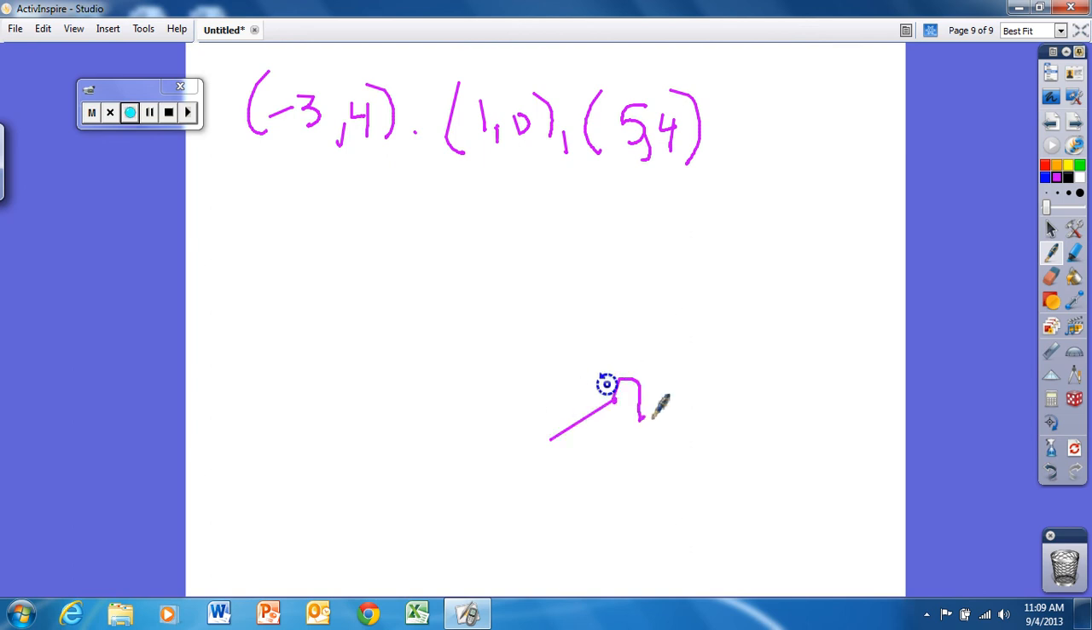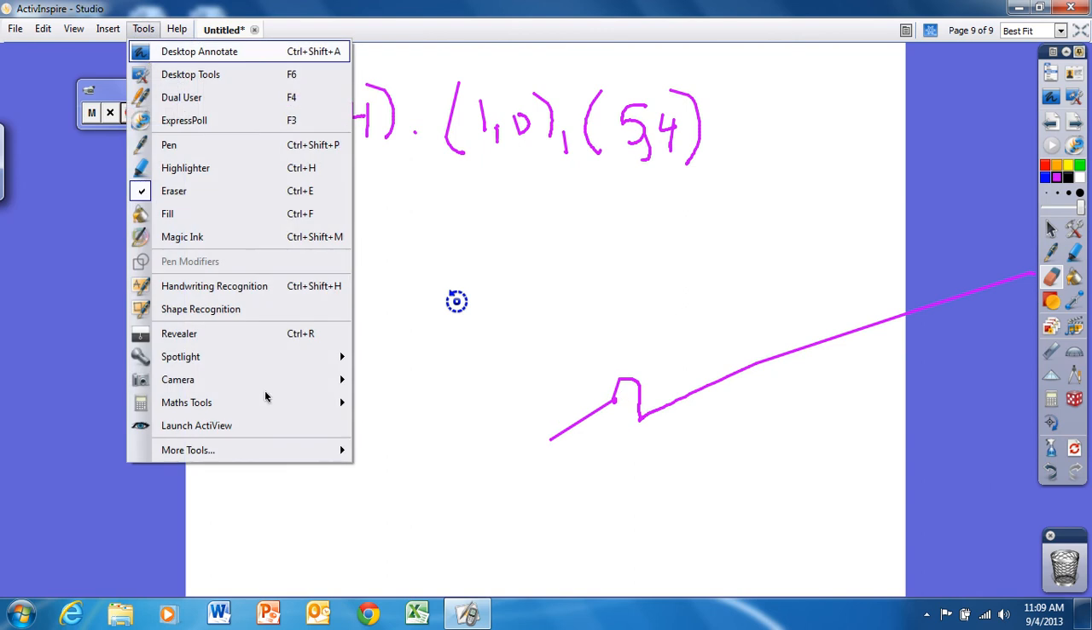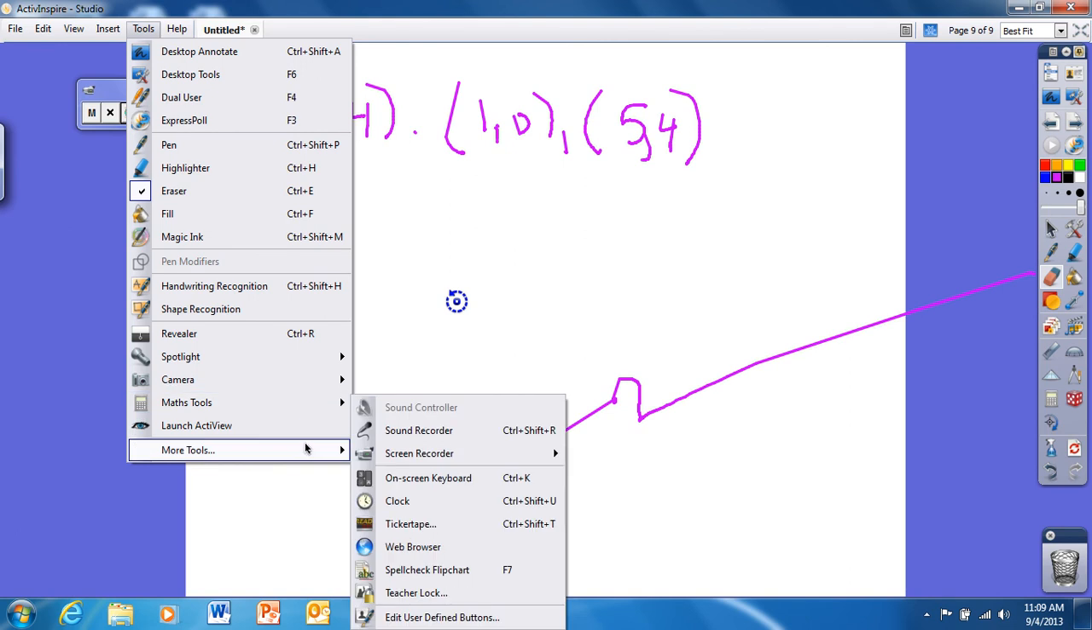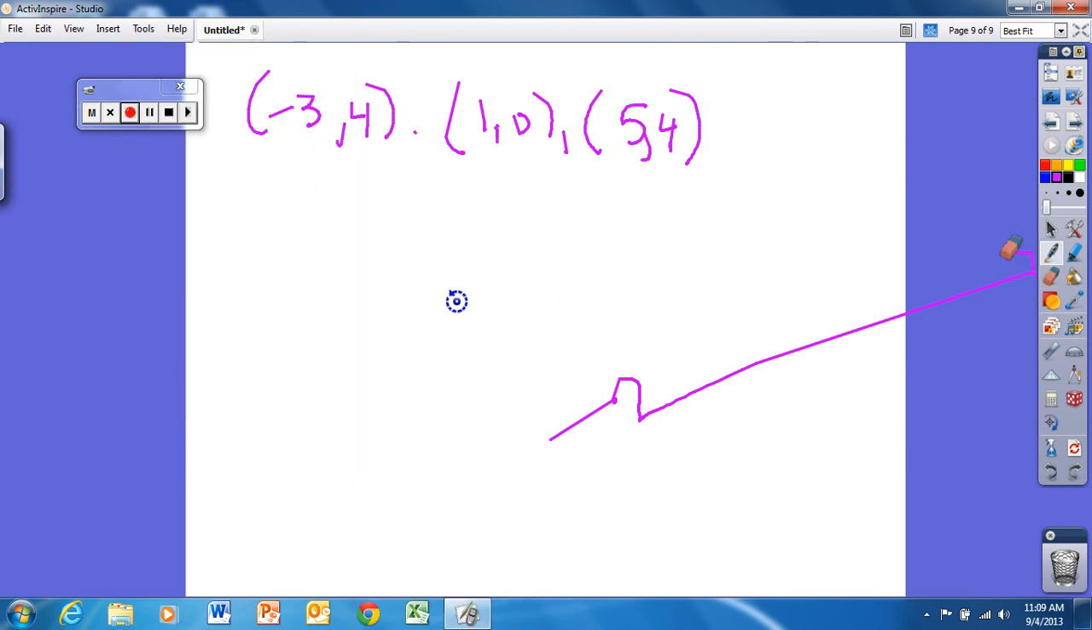Why is that not working? Maybe I should have figured this out before I tried to make it work. Okay, that's not really what I wanted. XY origin. Oh, well. Okay. If I have... Whoa. That's so weird.